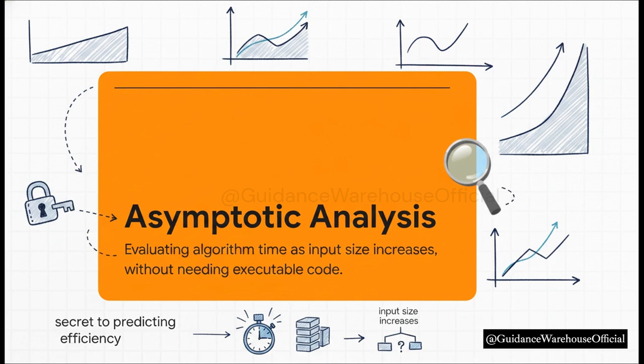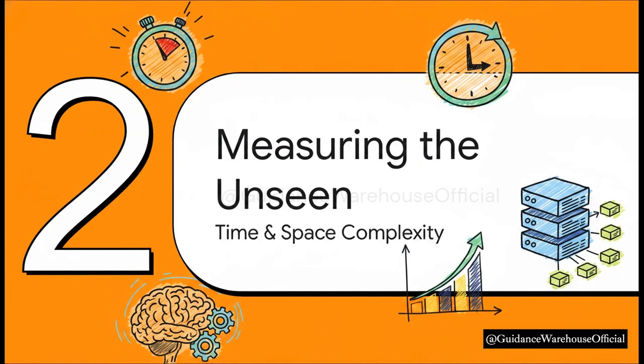This is essentially the secret to predicting efficiency. Instead of timing how long a program takes on a specific laptop, asymptotic analysis evaluates the time an algorithm takes to produce a result as the size of the input gets bigger and bigger. We don't need executable code. We just need to understand the logic. Moving right along to Section 2, Time and Space Complexity, or Measuring the Unseen.